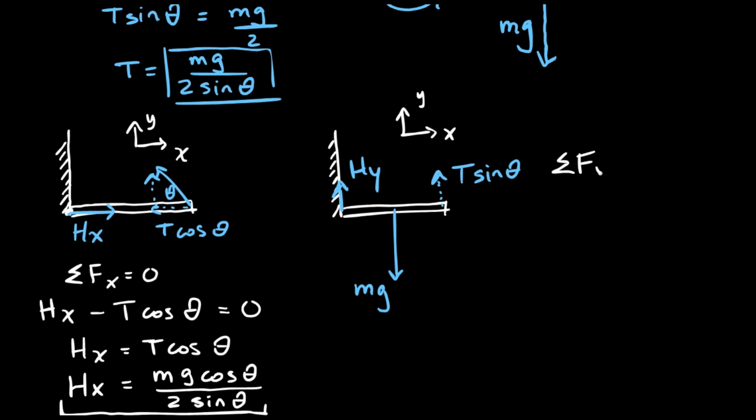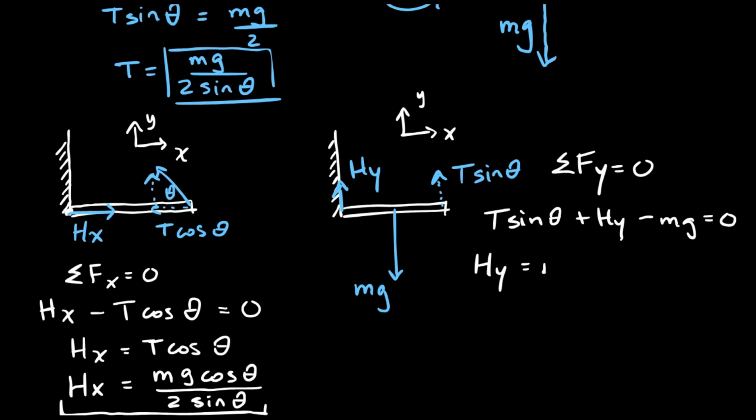Because the rod is not moving, it's not accelerating, the net force in the y direction is equal to 0. The net force in the y direction is T sine theta plus Hy minus mg, and all of that is equal to 0. Isolating Hy, we get that Hy is equal to mg minus T sine theta.